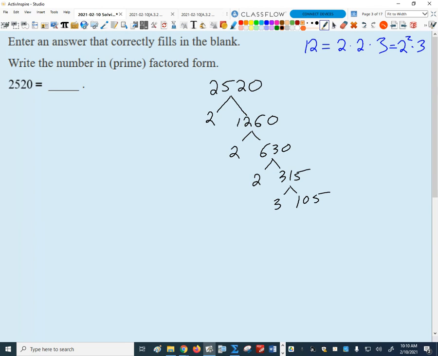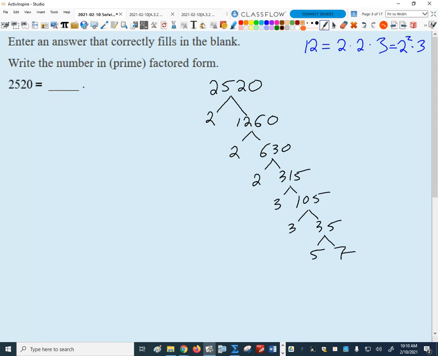That's also 1 plus 5 is 6, right? So I know 3 goes into that. It would be 3 and 35. 3 and 35. And finally, 35. That one's going to break up into 2 prime factors, isn't it? 5 and 7.